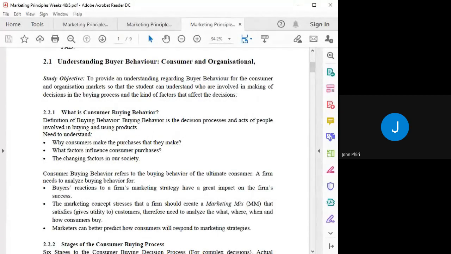Let's go down there. We are still doing DMU, but now we are going to look at B2B. B2B situation. So it's business to business or organization. The market that you are looking at now, here it's a formal kind of arrangement. Well, the one we have just mentioned on top is quite informal, but this one is quite formal. So who are the participants in this process? Who participate in the decision making? The first one, you're going to call these gatekeepers.